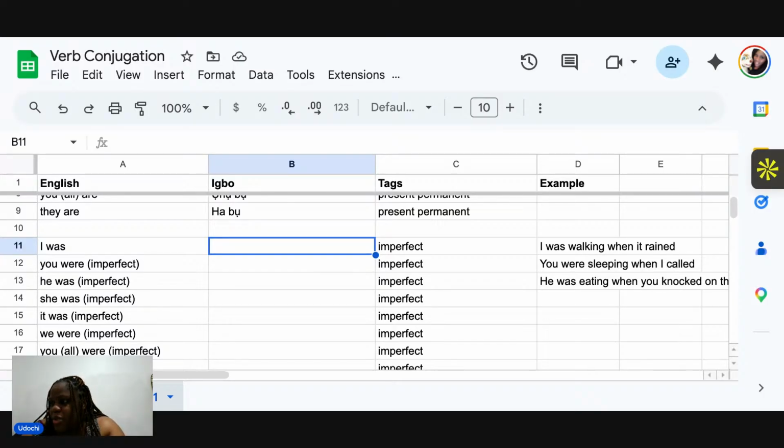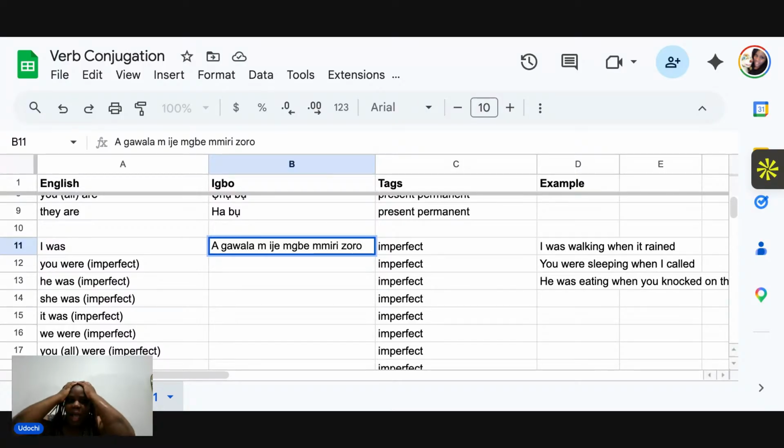Okay, so let's go back to translating this. Let's say I was walking when it rained. I'll say agawalam. And if anybody has any corrections, you can just let me know. Agawalam ije mgbe miri zoro. That's like I was in the process of walking, or I started walking. Then it rained, right? So this is basically a kind of imperfect tense.